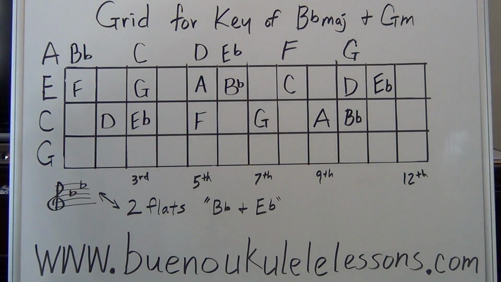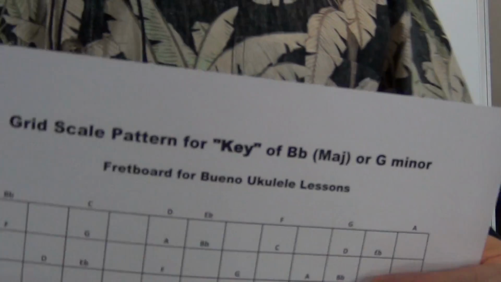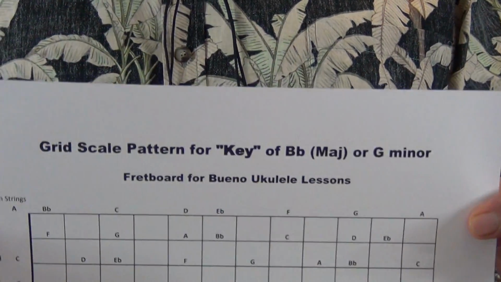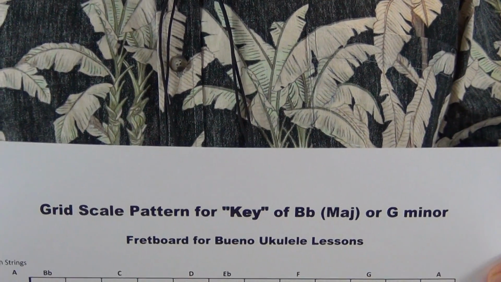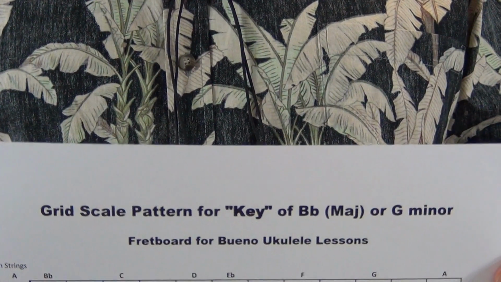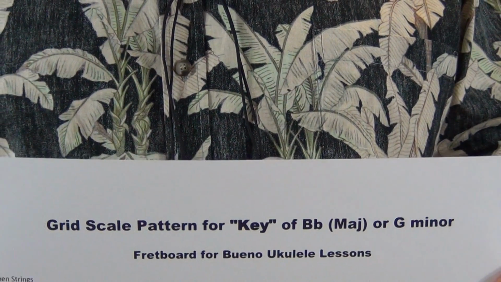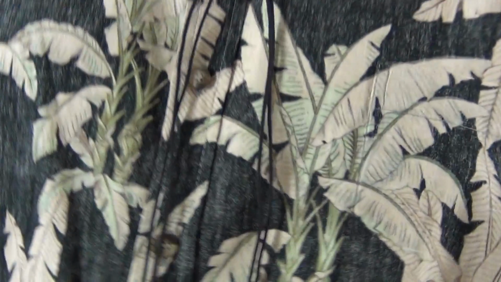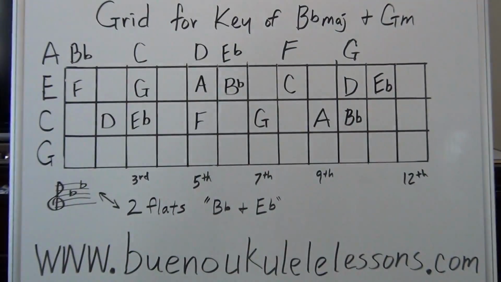Hi, in this lesson we're going to show you how to play the grid for the key of B flat and G minor. So go ahead and pause the tutorial, grab your music sheet and tune up your ukulele, and come on back. We'll get started in about a second. Okay, so we're going to show you how to play the grid for the key of B flat and G minor.